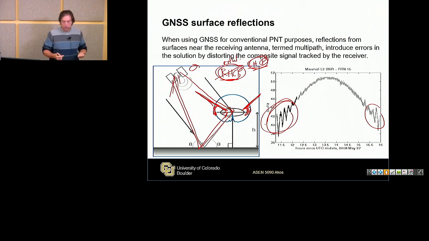It doesn't help too much. My reflected signal is significantly weaker, because not only is my antenna trying to reject it, but it had to travel along a longer path. It's getting a reflection off the surface, but enough of it still gets into my receiver that it causes a problem. I get these oscillations, so it disrupts what my position is going to be.